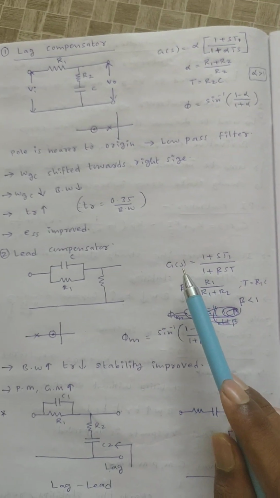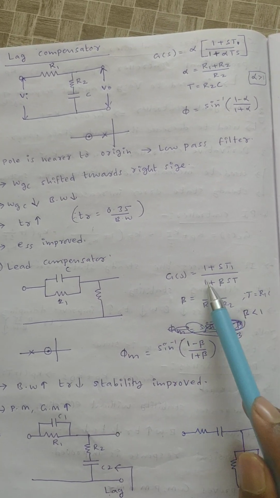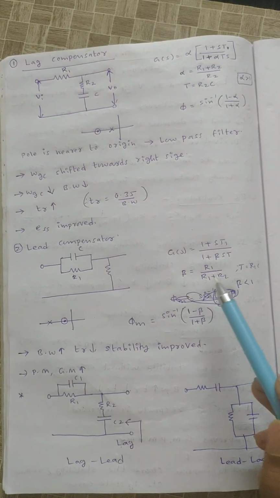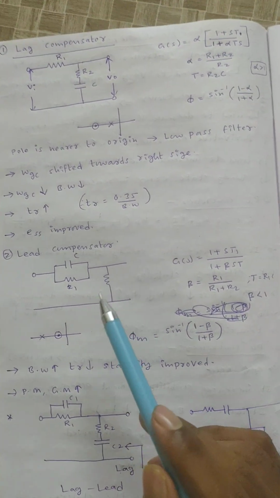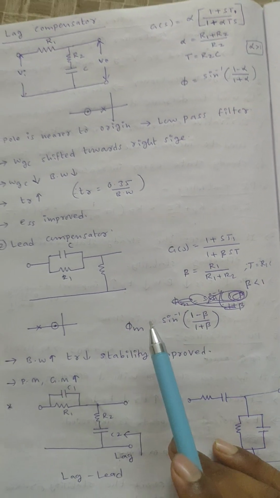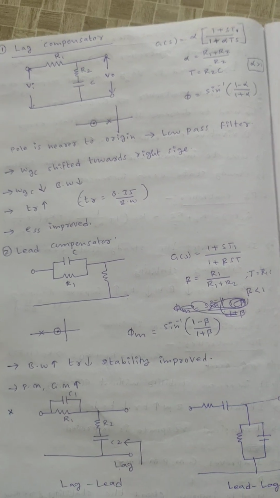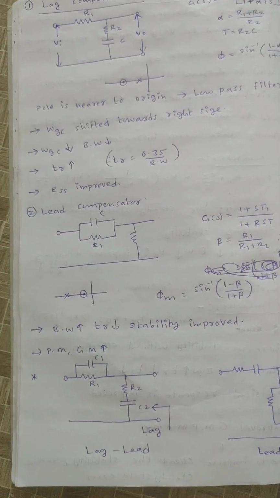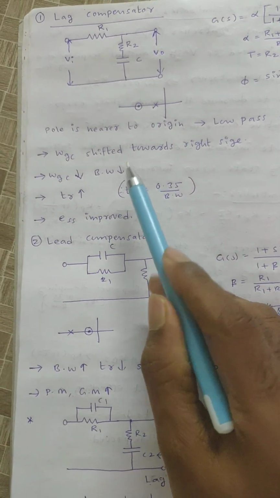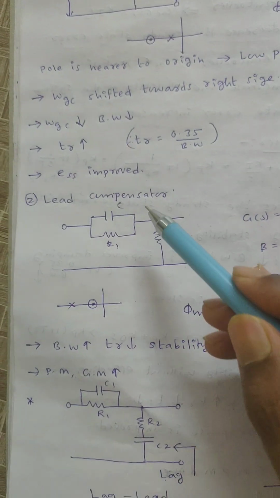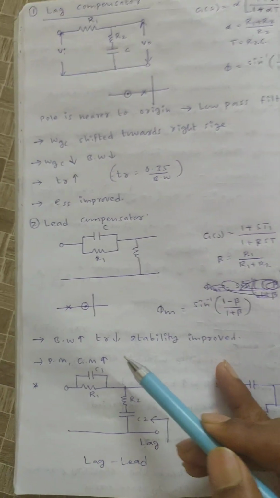Here the open loop gain G of s is (1 plus sT) by (1 plus beta sT), where beta equals R1 by (R1 plus R2), and the time constant T equals R1 into C. Here the beta value is less than 1. The phase angle phi m equals sin inverse of (1 minus beta) by (1 plus beta). Next, these points are the same as before. PI controller points are applicable for the lag compensator. For the lead compensator, PD controller points are applicable.